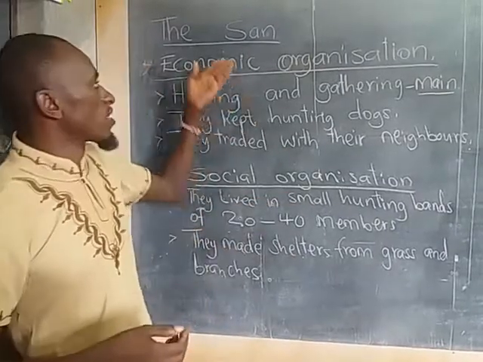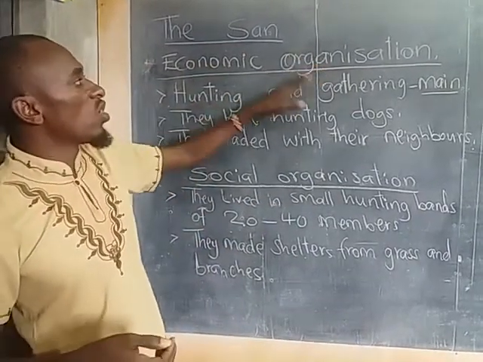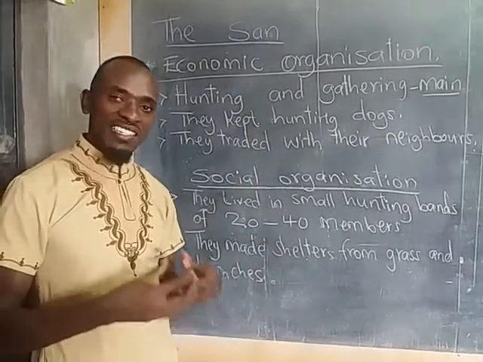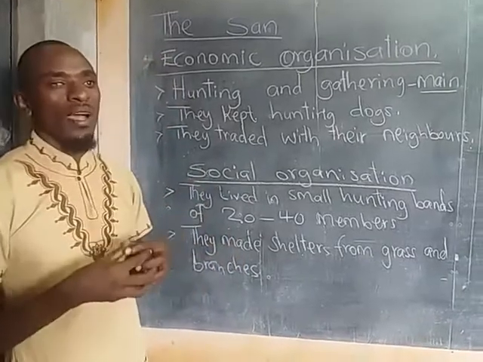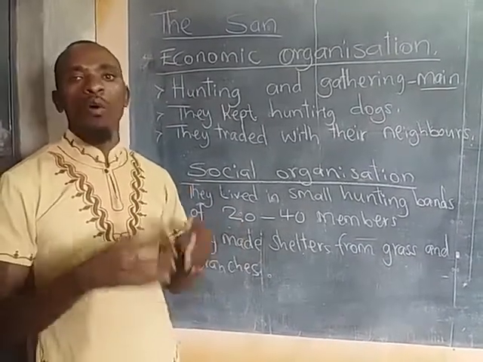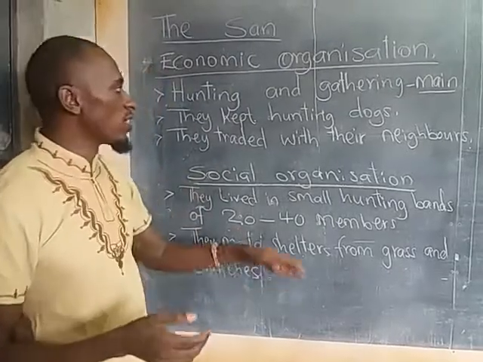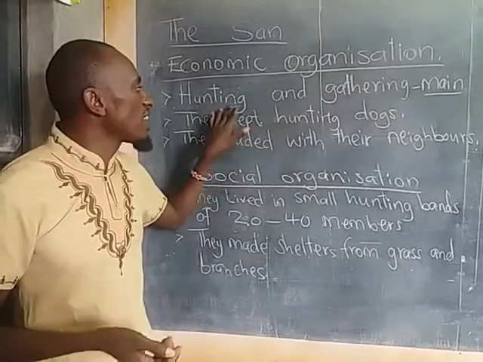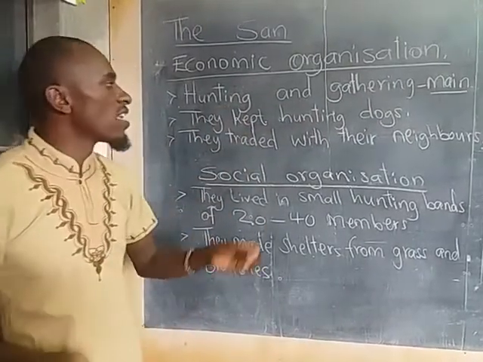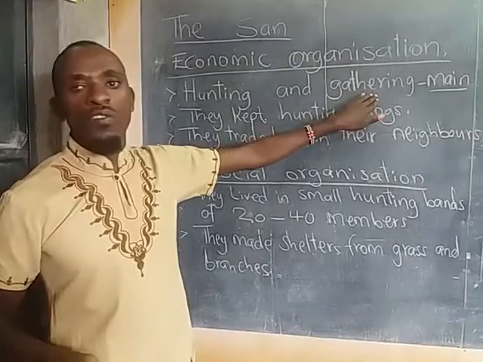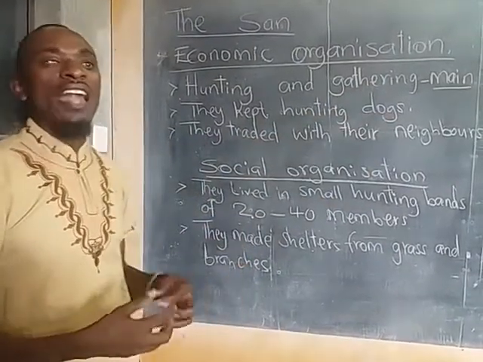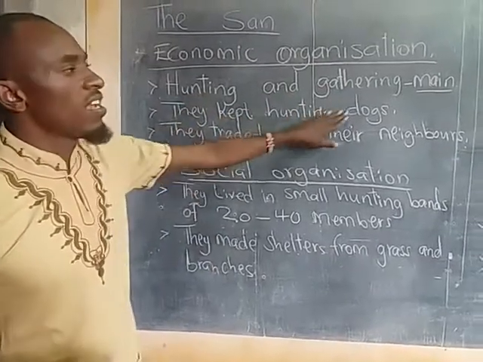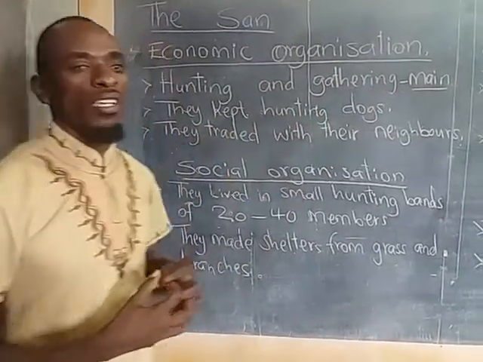So we start with the economic organization among the San. When you talk about the economic organization, the question that should come to mind is, what did these people do for a living? One, the San were hunters and gatherers. They hunted small animals like antelopes and deer, and they also gathered wild fruits, roots, vegetables, and other edible plants from the bushes. That was the main economic activity.